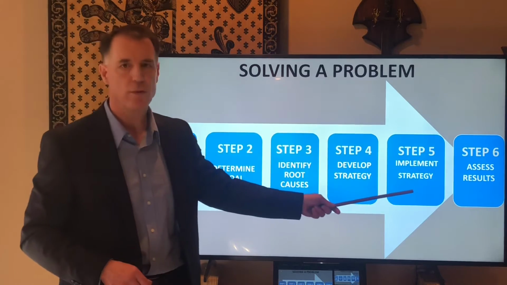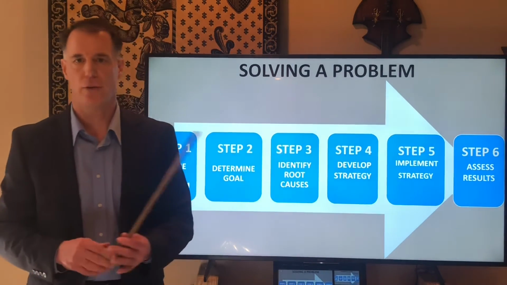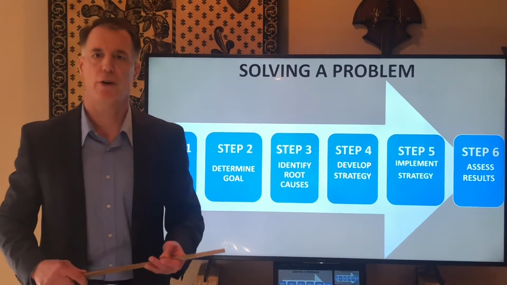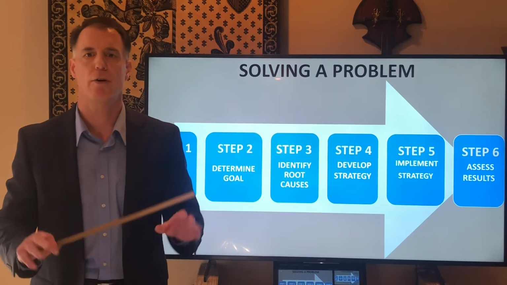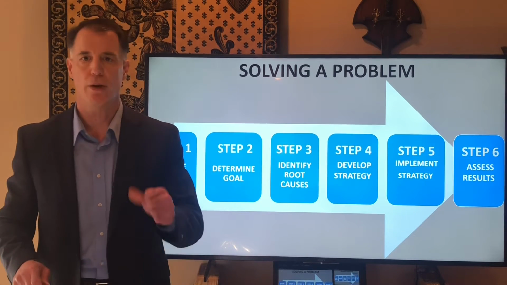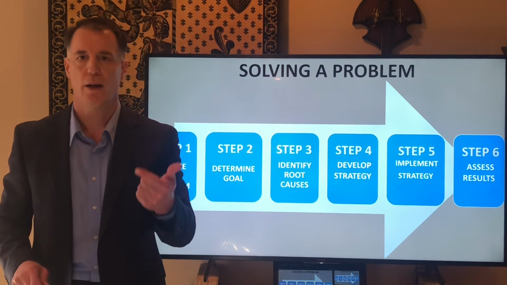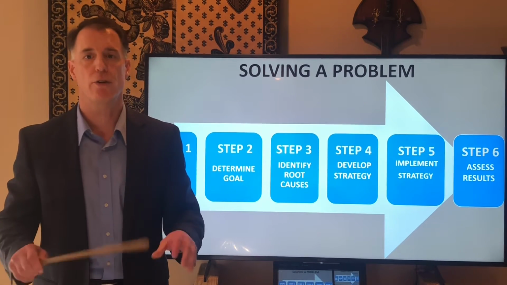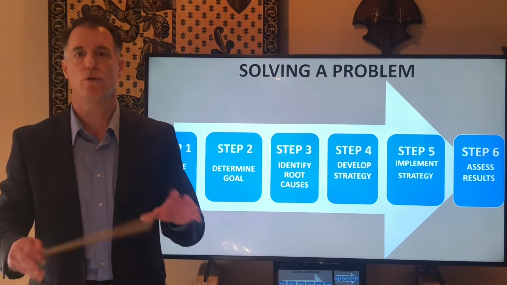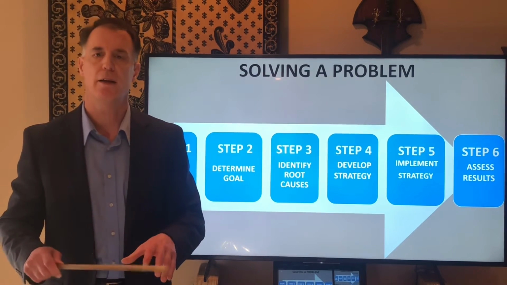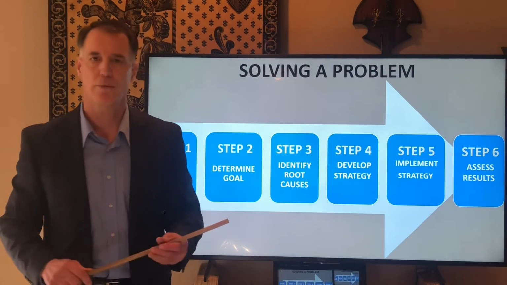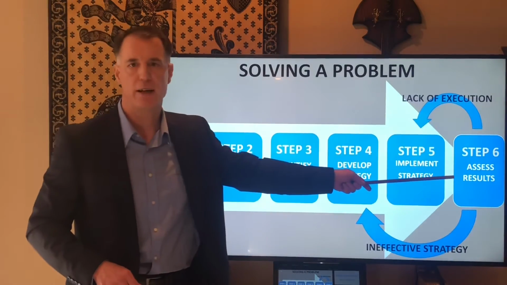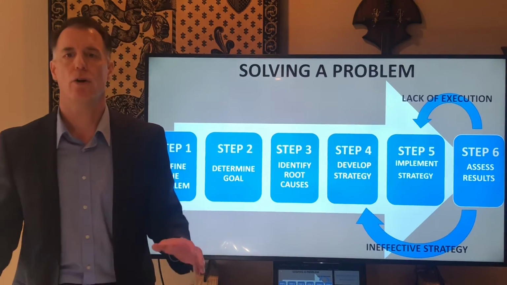In step 5, you implement the strategy. You provide the people that are executing the strategy with a clear understanding of the strategy. You give them the tools, the training, the knowledge they need to implement the strategy. Later in the series, we're also going to cover what tools, training, and knowledge Americans need so they can help solve our problems. Finally, when you get to step 6, you've done all the hard work.